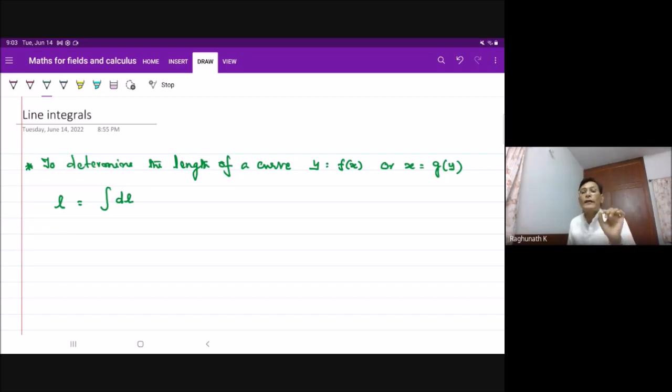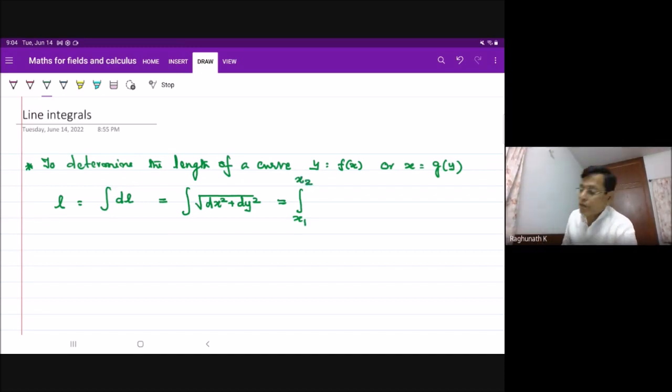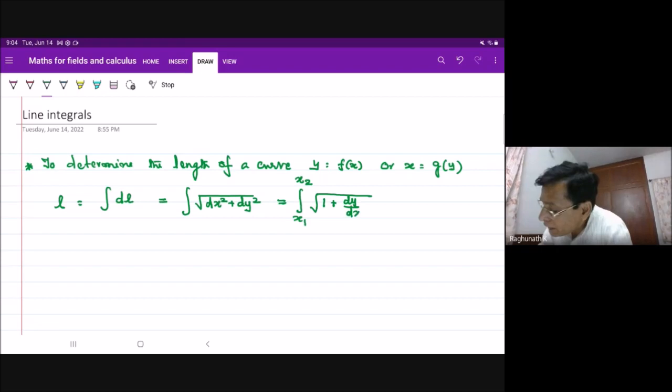In Cartesian coordinate systems, it is equal to integral of root of dx squared plus dy squared, is equal to integral x1 to x2 with x limits, root of 1 plus dy by dx whole squared dx.